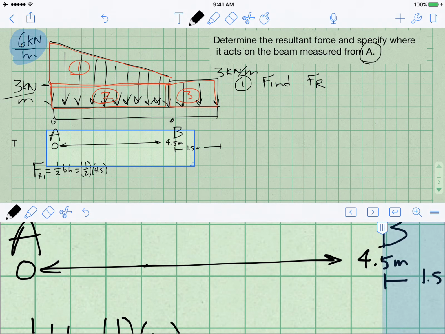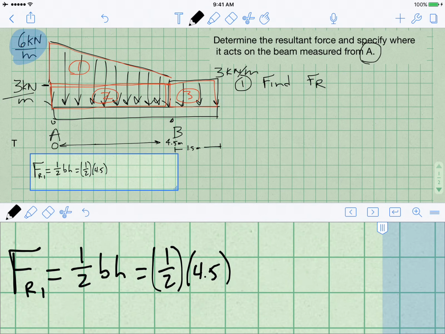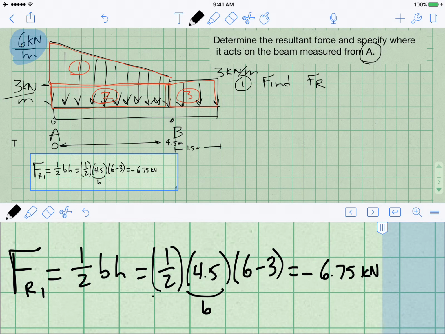Okay, so we have half times the base times the height. This is the base, that's our half, and our height is 6 minus 3, which is 3 kilonewtons per meter. And so our resultant force for that area 1 will therefore equal 6.75 kilonewtons. Now, that is negative, or another way to think of it is that it's pointing downward, so let's keep track of that.